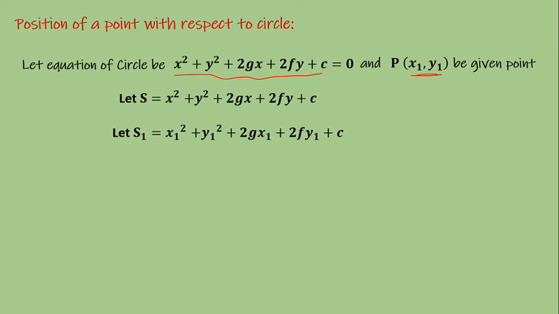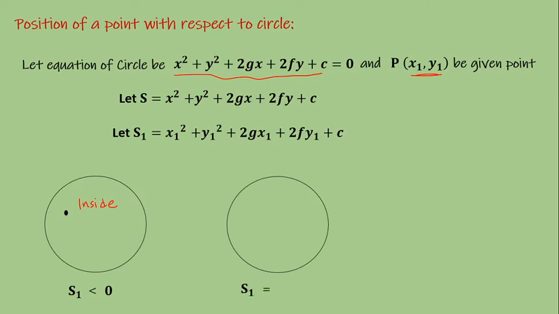Now how we can decide position of point with respect to circle using this? Now consider the first case. If the value of S1 is negative, that is less than 0, then point will be inside the circle. So here point is inside the circle. And if the value of S1 is equal to 0, then I can say point is on the circle. And third possibility is the value of S1 is positive, that is greater than 0, and one can say point is outside the circle.